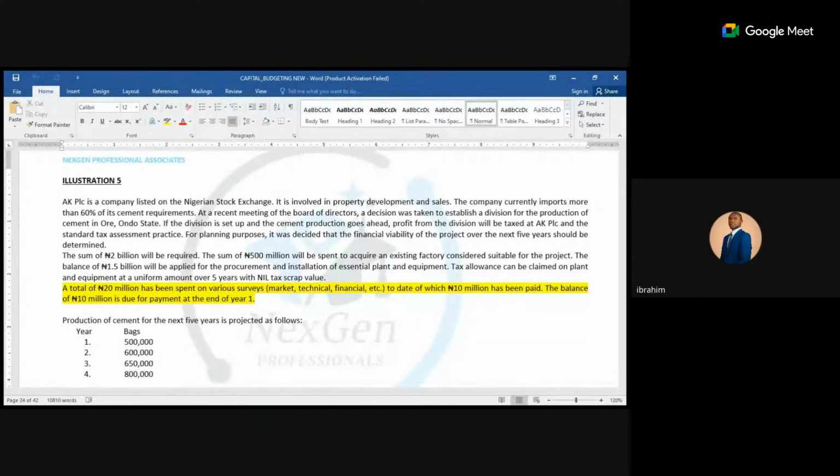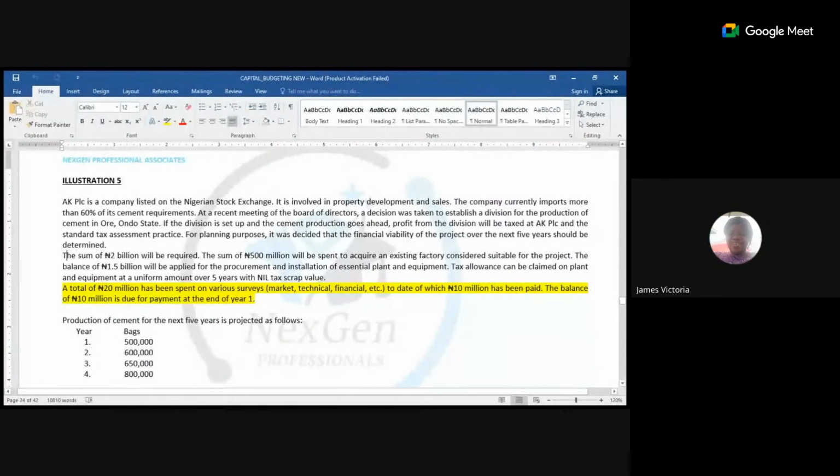Now, if the division is set up and the cement production goes ahead, they are planning to establish a division for the production of cement in Ore. That is what they are planning to do. Now, profit from the division will be taxed. They are planning to establish a division for cement. Please go ahead.